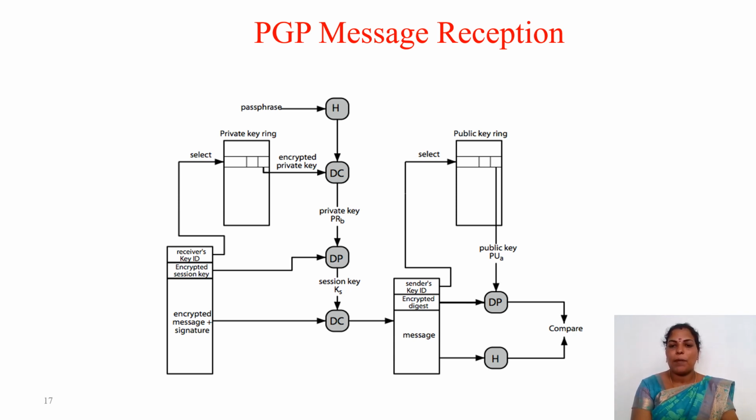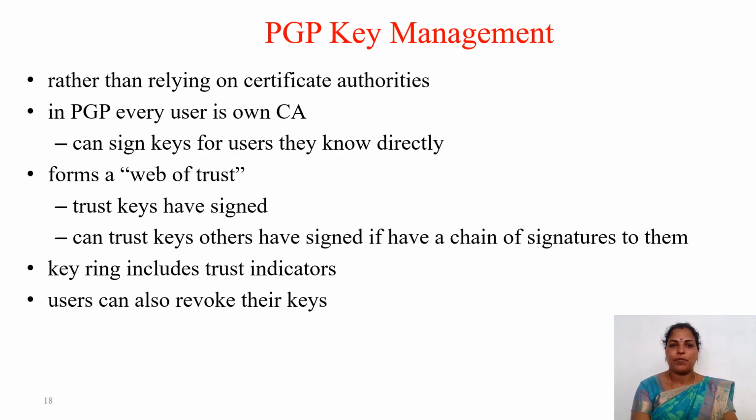hash of the message, which is compared with whatever the DP gives. If both are the same, then we say that yes, the received mail is valid. Otherwise it is not valid. That means some attackers did some tampering. We can easily guess this if both the values are not the same.